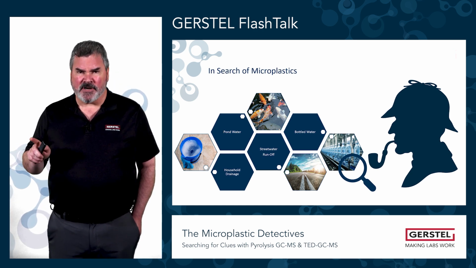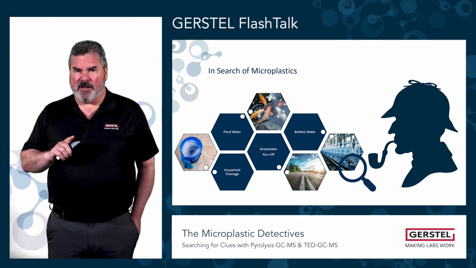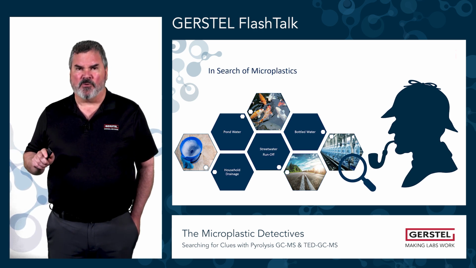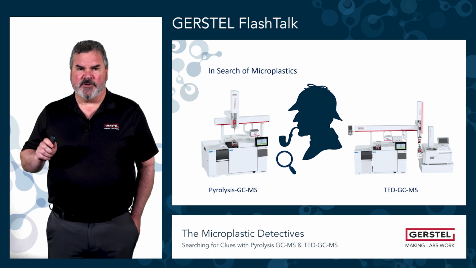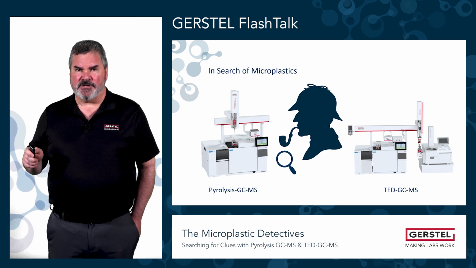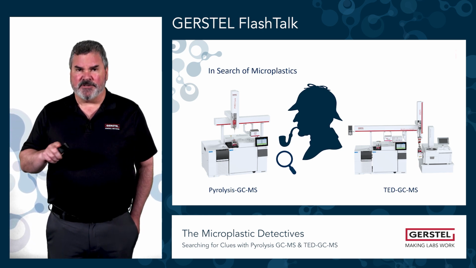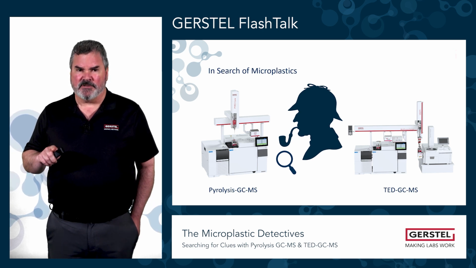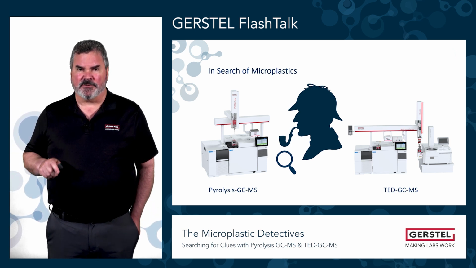We have all these different kinds of samples to look at, but no matter what kind of sample, we're going to basically use one of two techniques to find what we're looking for. We're either going to be using Pyrolysis GC-MS or TED-GC-MS. For the analytical details about how either one of these work, please come to the GERSTEL website and we can get more information on the particulars.